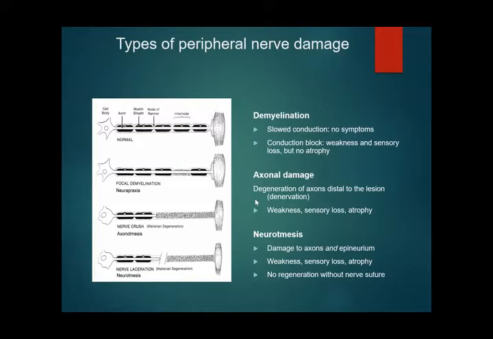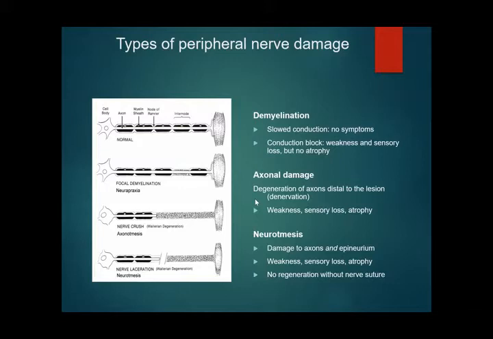There is slowing of the conduction velocity and there is conduction block. In axonal damage, there is degeneration of the axon distal to the lesion, so there is denervation of the muscles, and wasting can be found early in the course of the disease. Motor weakness, sensory impairment, and muscle atrophy can be present. Neurotmesis is actually damage to the axon and epineurium. It's usually traumatic in origin due to nerve lacerations, and the symptoms are the same: weakness, sensory impairment, and atrophy, and there is no regeneration without the nerve suture, the surgical approach.